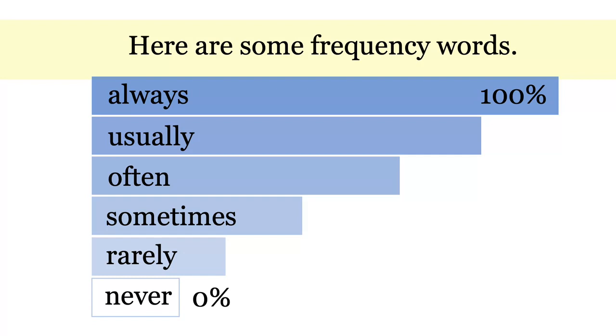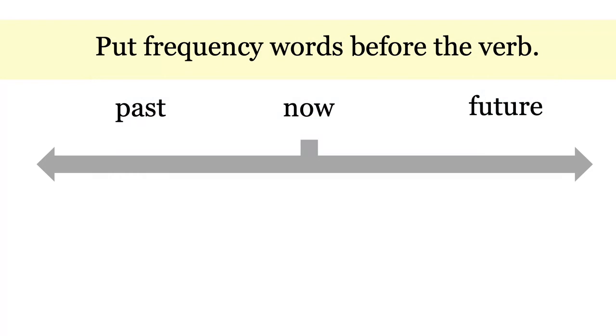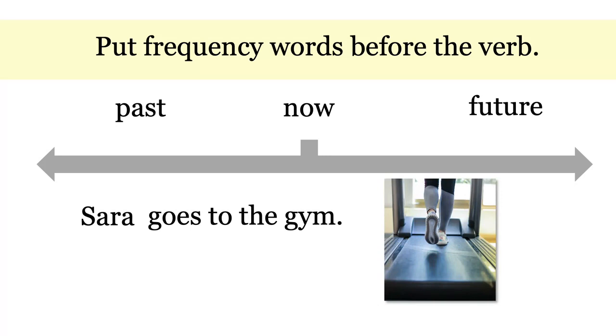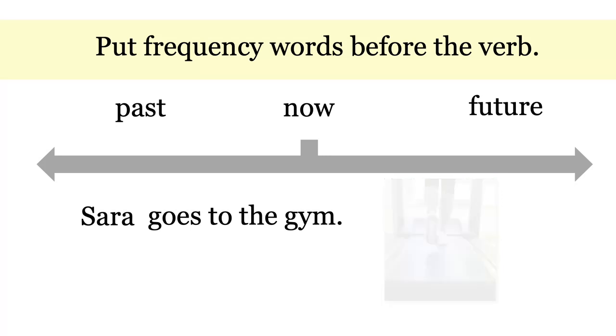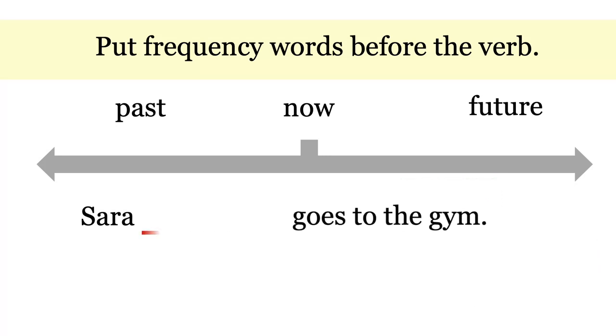Let's look at how we use these with the simple present. Put frequency words before the verb. Let's look at some examples. Here is a timeline. Sarah goes to the gym. Put the frequency words here before the verb to tell how often she goes to the gym.